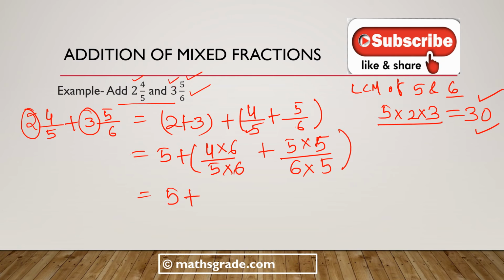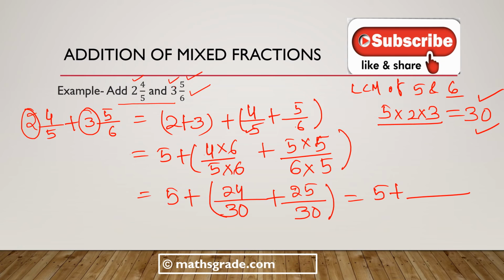Now 4 multiplied by 6 is 24 and 5 multiplied by 6 is 30. And 5 multiplied by 5 is 25 and 6 multiplied by 5 is 30. Now we have to add these two like fractions having equal denominators. The LCM is 30, and when we add like fractions, just add the numerators, that is 24 plus 25. Now we get 5 plus 49 divided by 30.